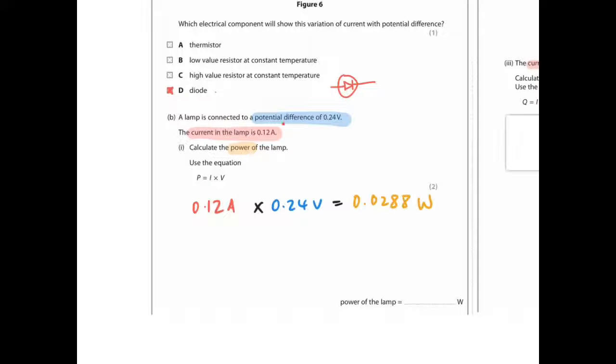Next, an easy calculation. A lamp is connected to a potential difference of 0.24 volts. That's a voltage. The current in the lamp is 0.12 amps. Calculate the power. So this is really easy. You shouldn't lose marks here. It says power equals current times voltage. You need to know that I is current. Maybe that's the only area where you might be thrown. So you just do 0.12 times 0.24 and you get 0.0288 watts.